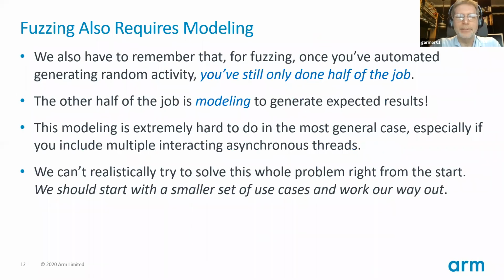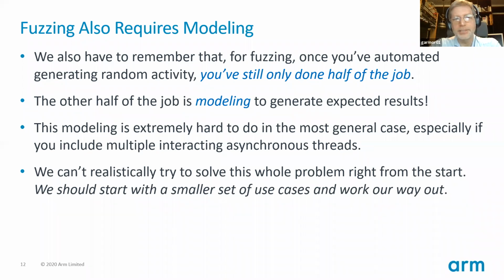But first, a reminder that when it comes to fuzzing, you're not only on the hook, so to speak, to generate random activity. That's only half the job. The other half of the job is that you have to know what the expected results need to be. So you need some form of modeling functionality to detect when something is misbehaving. So that's the two things to be done.